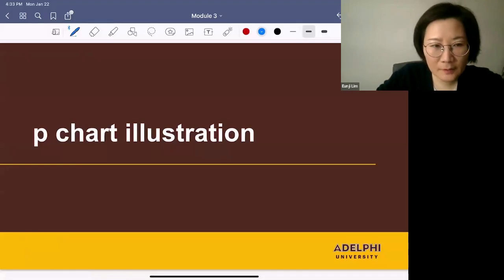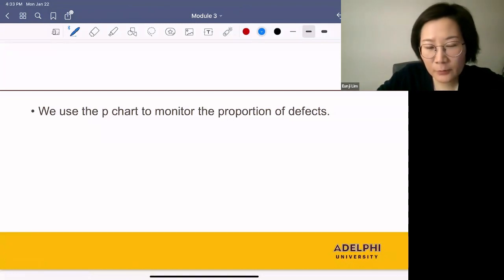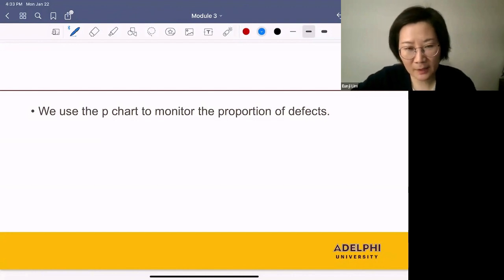Our next topic is the P chart. We use the P chart to monitor the proportion of defects. We have two key questions in mind. How can we construct the chart, and how can we use the chart to decide whether the process is in control or not?